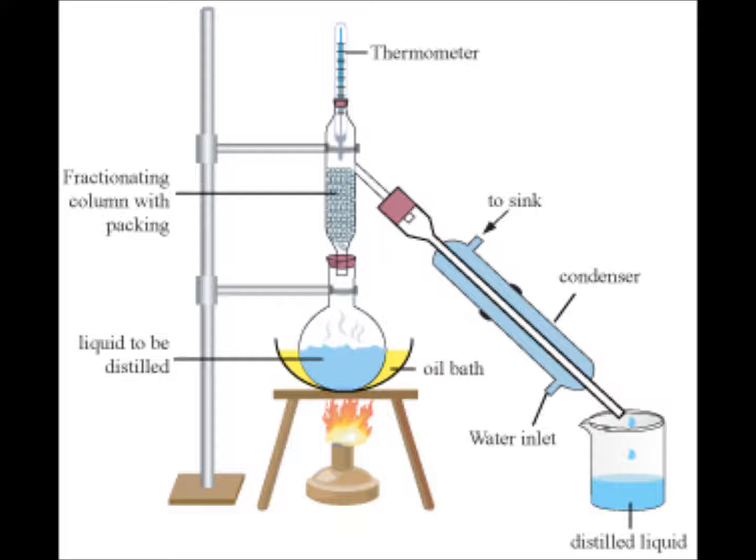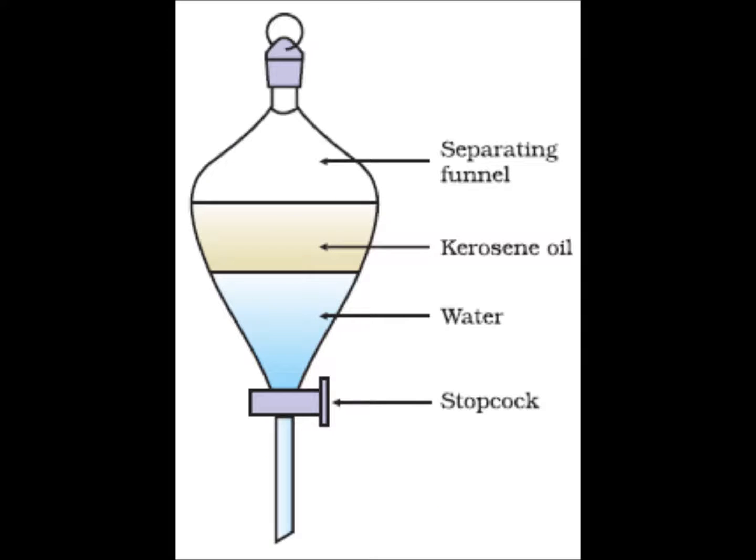Under gravity, by using the separating funnel. This method is used to separate immiscible liquids, for example, oil and water. The denser liquid will be at the bottom of the funnel. Therefore, when the tap is opened, it will flow out first and can be collected separately. The less dense liquid will be collected second, and so on.